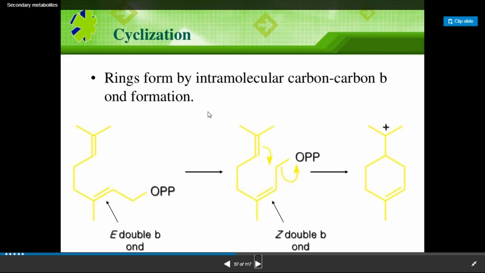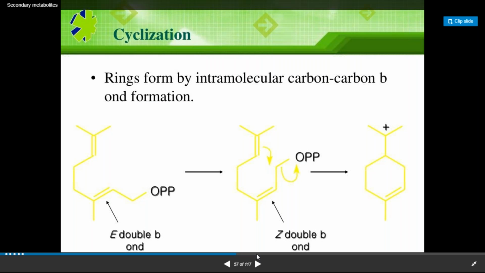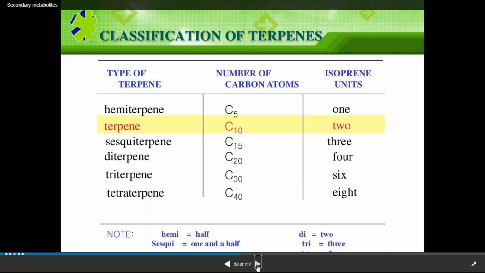Next, sometimes it undergoes cyclization by intramolecular carbon-carbon bond formation, and it gives various isomers. Okay, is it clear till here?